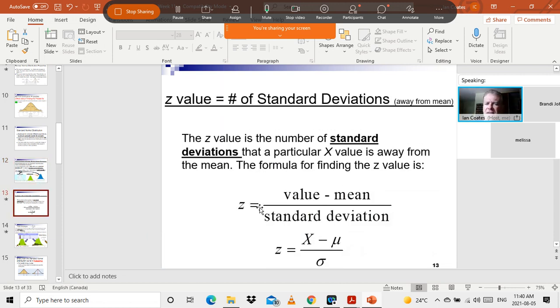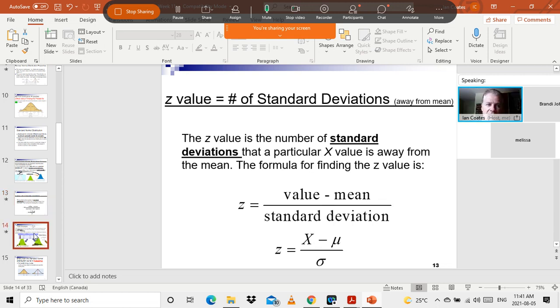So, the formula is not bad at all. Z is equal to the value that you're looking for minus the mean, which I give you, all divided by the standard deviation, which I give you. So it's just a matter of plugging in numbers and playing right here. So this Z value is just another word for deviations away from the mean. Z value is equal to the number of standard deviations away from the mean.